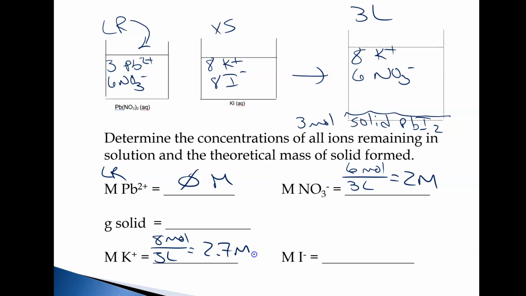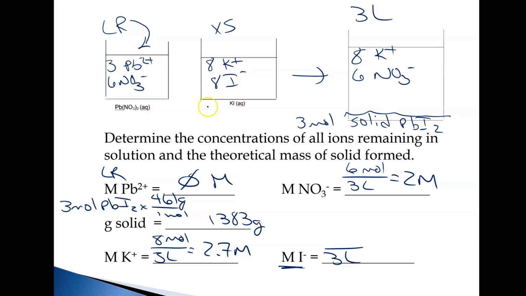It's 2.7 molarity. To find the grams of my solid, I just take 3 moles of PbI2, 461 grams, 1383 grams of solid. So those are all the easy, obvious things. What I have to figure out is how much I minus I have left. I know it's still in 3 liters, but I need to figure out how many moles I have left, and it's my excess reactant. If you remember, the rule for excess reactants is you must subtract at some point. It doesn't matter how you do that as long as you're consistent.